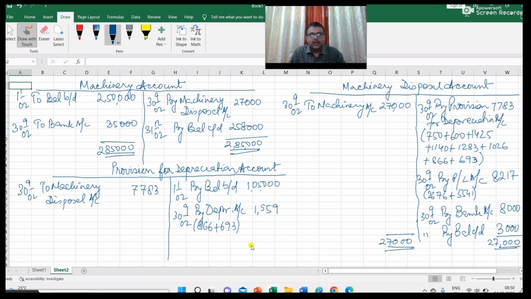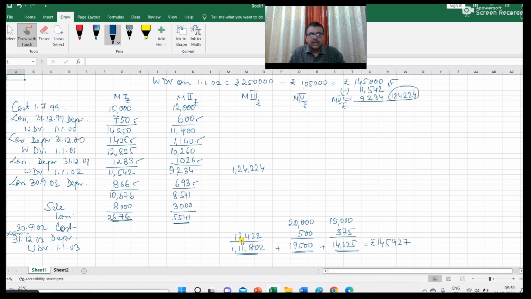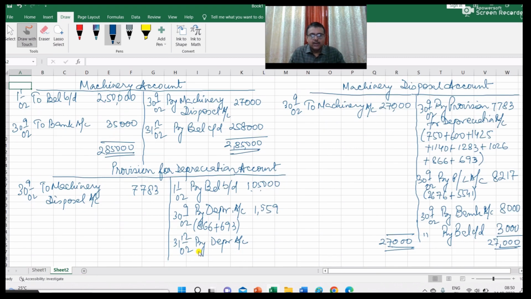1,559. And on 31st December 2002, depreciation was charged on the remaining three machines. So if you add up these three figures, 12,422 plus 500 plus 375, you will get rupees 13,297. So here I can write it. The amount of depreciation that was charged on 31st December, 12,422 plus 500 plus 375. So you will get 13,297.